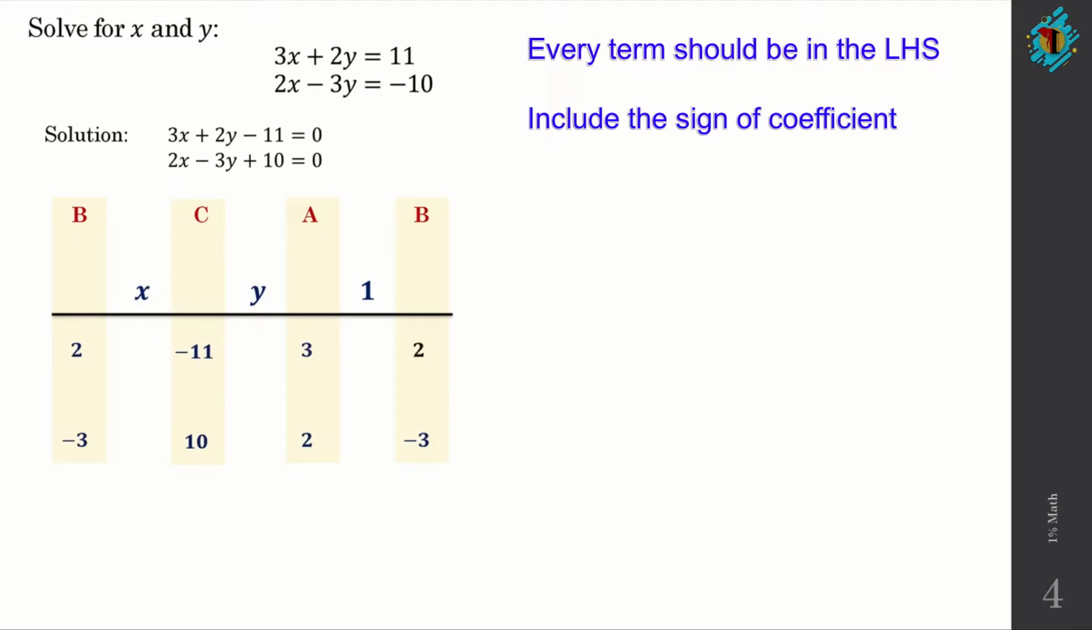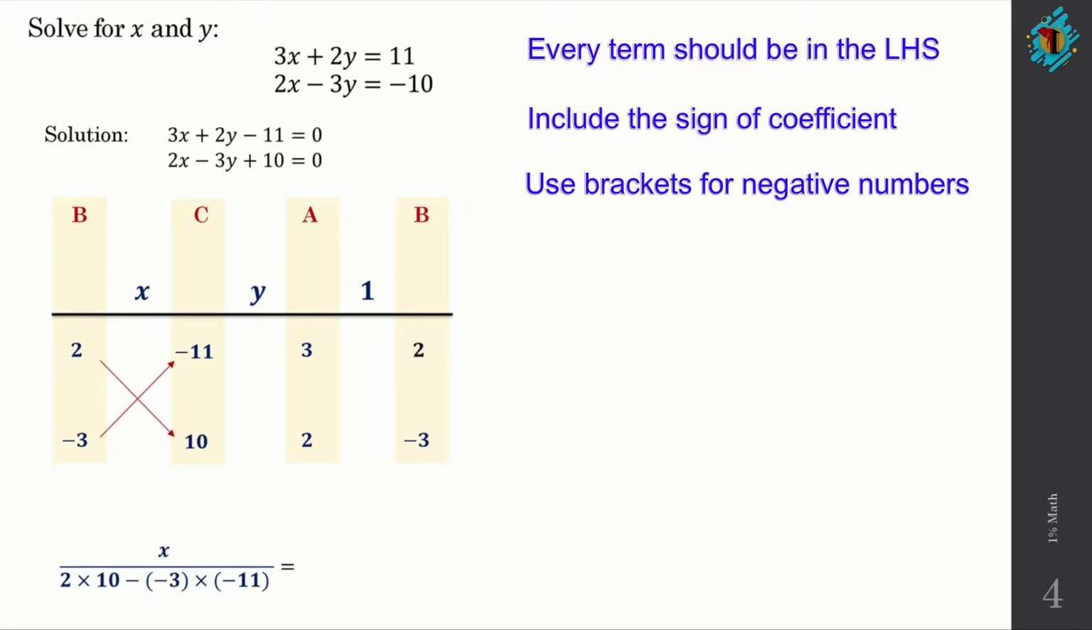So now it is cross multiplication. Here we will multiply from top to bottom, that is the first pair, that is 2 into 10 minus 3 into minus 11. Now you can see here the 3 and 11 have a negative sign, so that is kept in the bracket. This is the most important thing because the signs will change. So keeping that in mind, whenever you get negative numbers, you keep them in brackets.